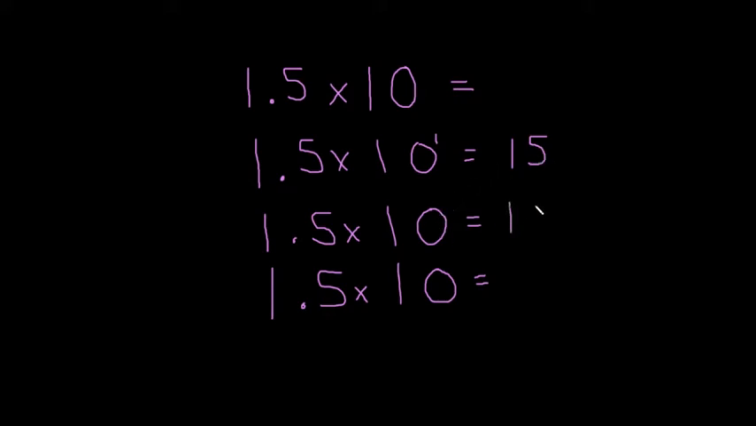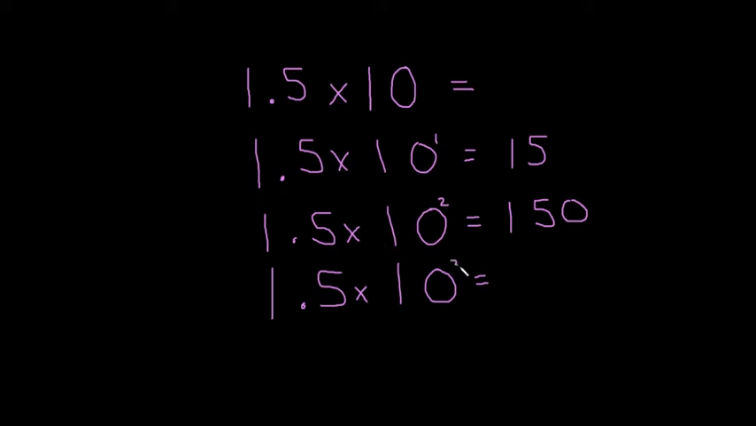So this number is 150. So what do you think the exponent on this is? Now obviously it's a 2. So 10 to the second power means we move the decimal 2 places. So instead of just moving it 1 place and getting 15, we move it a second time and we end up with 150.